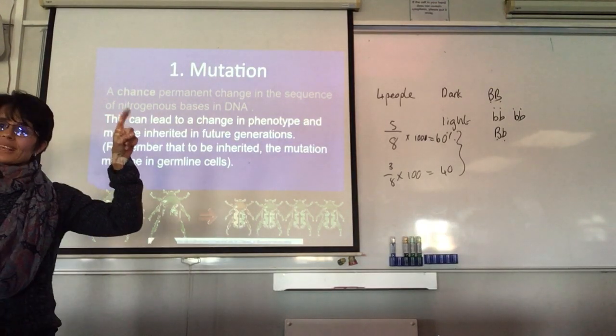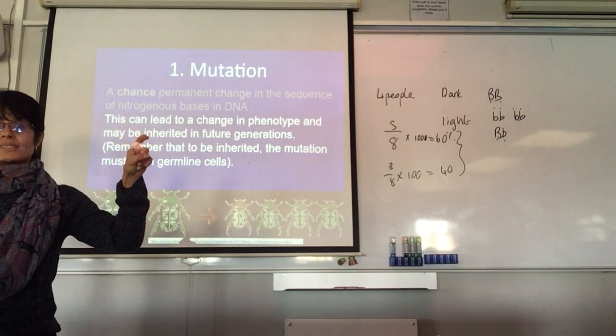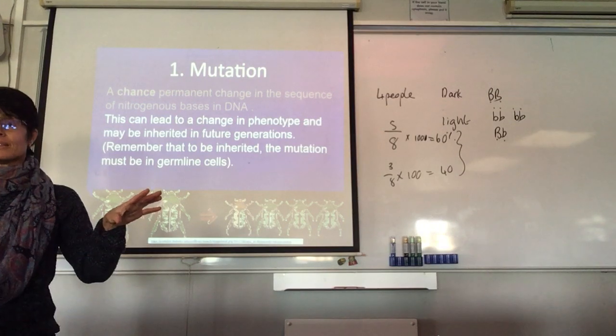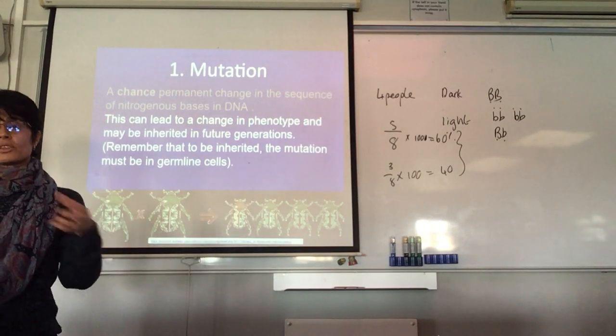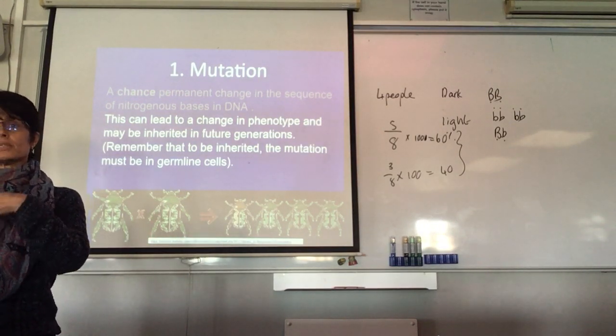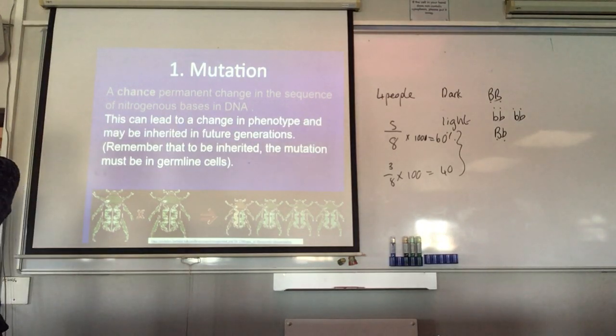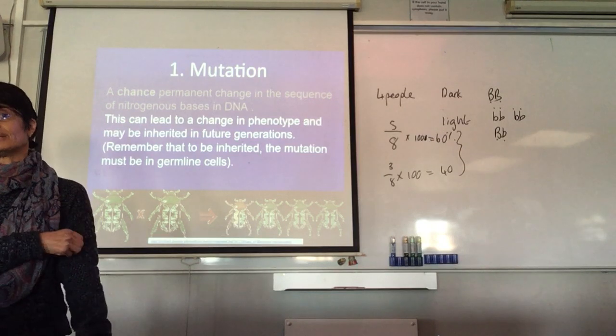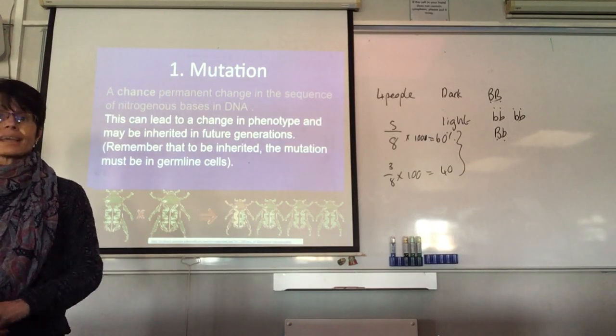So the environment selects for, but the environment doesn't say you must mutate now. The mutation was already there. The variation was already there. So the ones that are better camouflaged will survive and pass on to their offspring. The ones that aren't won't. They won't have offspring. It's are you lucky or not?